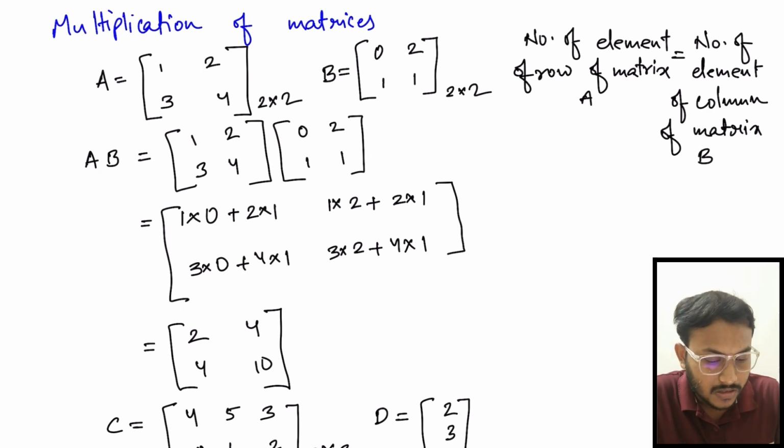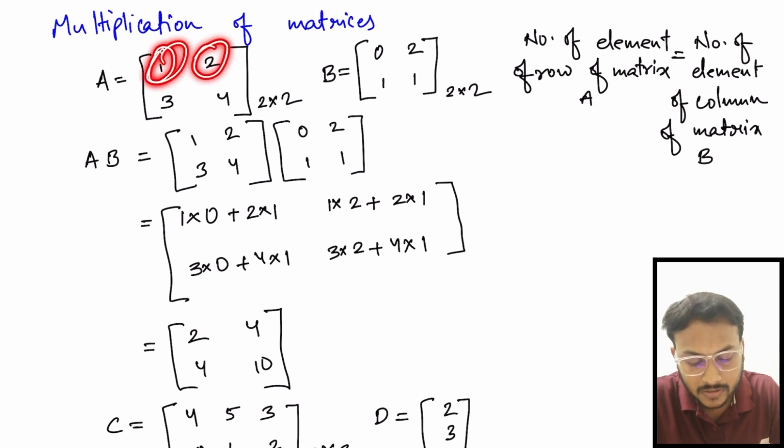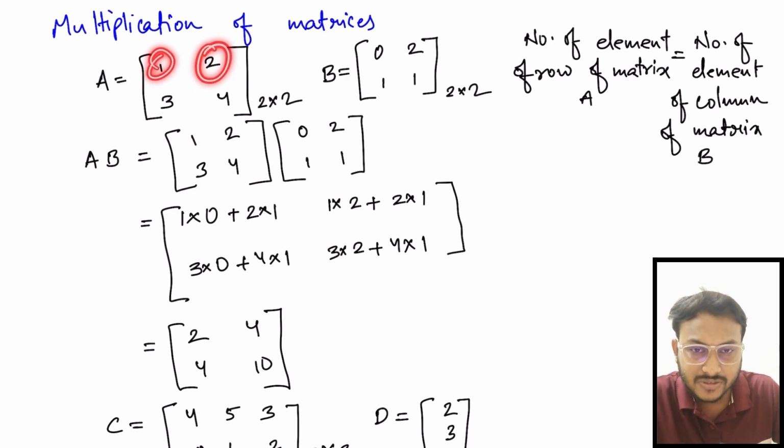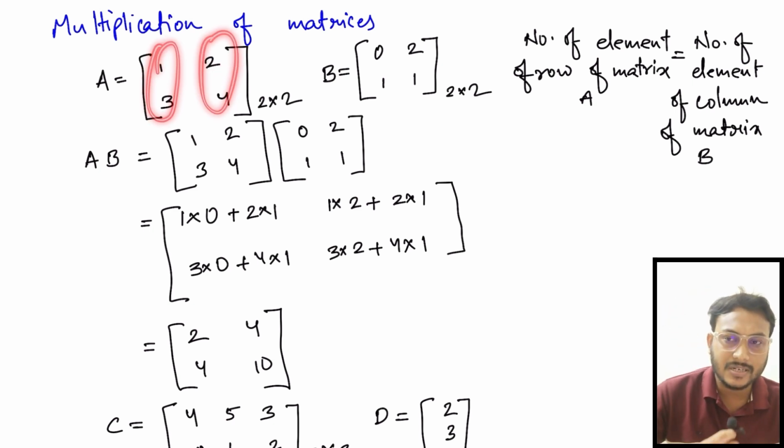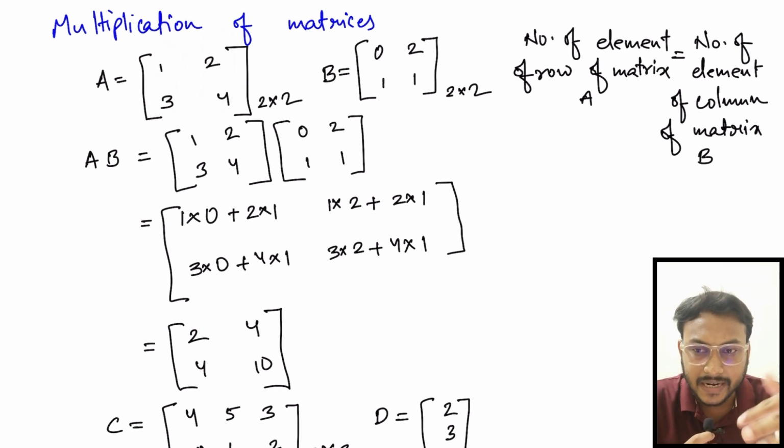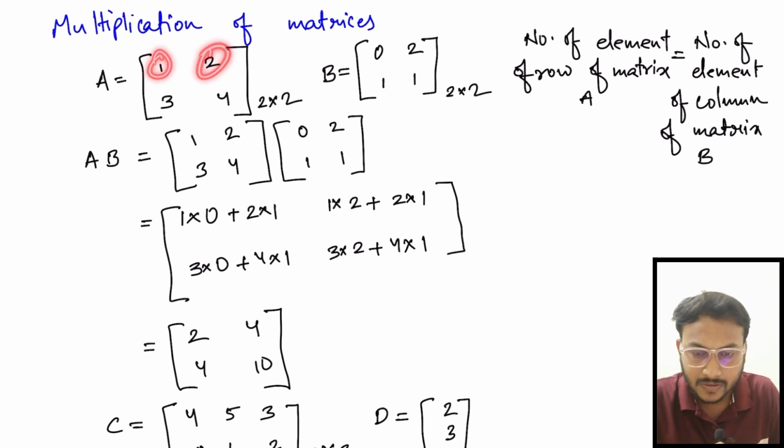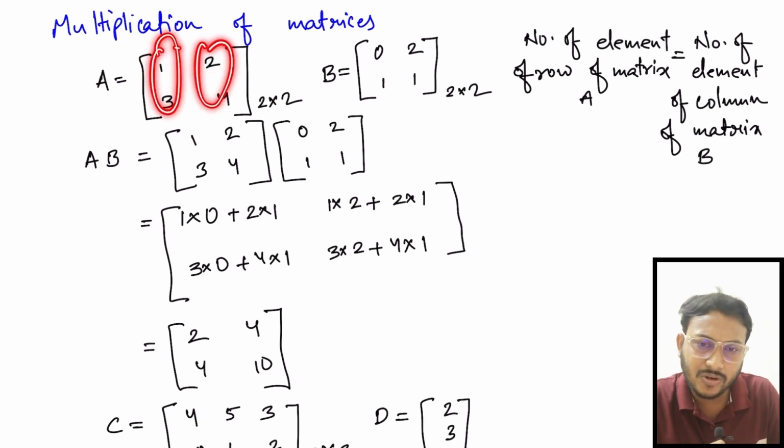Now we can simplify this. Now, the number of elements in a row. You can see there are two elements in a row. So I can say that the number of elements in a row is equal to the number of columns of a matrix. In a matrix, the number of elements in the rows will be the same as the number of columns. You can see two elements in the row, which means there are two columns.